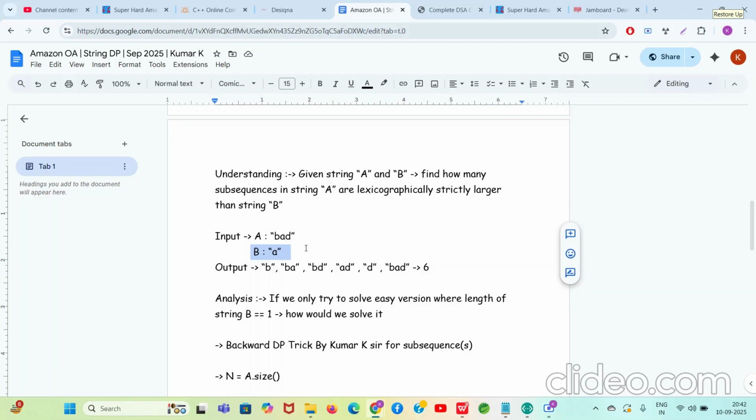For ease of solving, I am assuming that string B has only one character. If string B has multiple characters, it will become very hard, which we will discuss in part 2. So if you want part 2 of this video, please comment in the comment box.